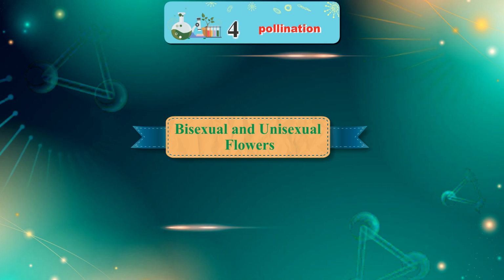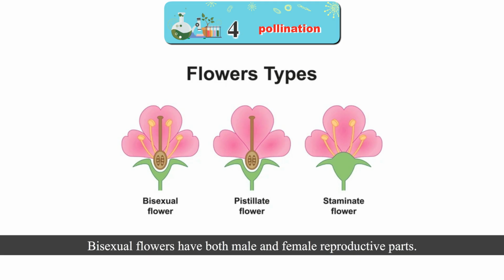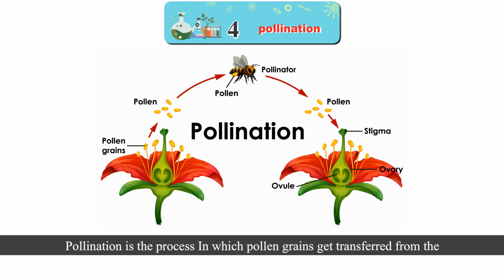Bisexual and unisexual flowers. Bisexual flowers have both male and female reproductive parts. Examples: China rose and gulmohar. Unisexual or monosexual flowers have only one, either male or female reproductive part. Example: cucumber and papaya.